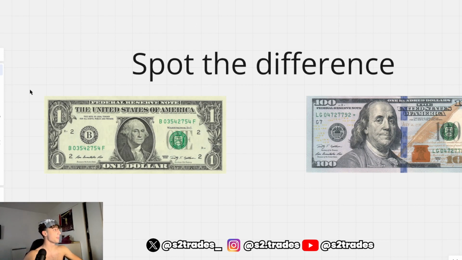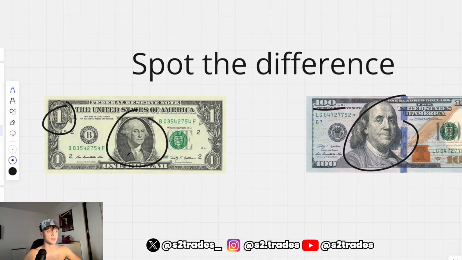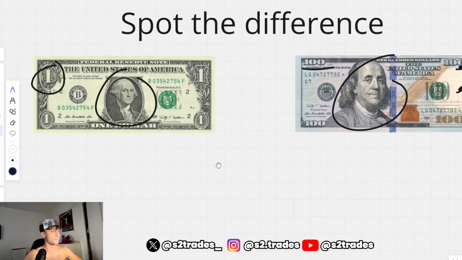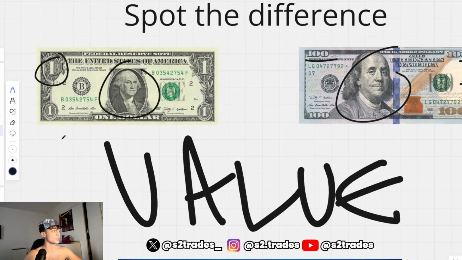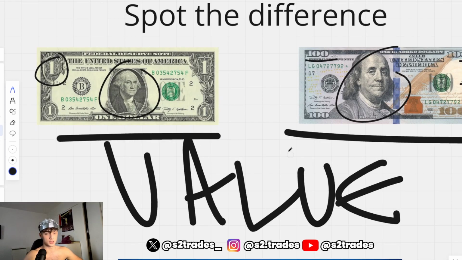Okay, so basically the difference between these two is, first of all, one is $1 and one is $100. That's what it says there, 1 and 100. The figures are different, the layout is different, they have different drawings on different parts, the color or whatever, right? But in actuality, the major difference between these two is the value that they provide. One is worth $1 and the other is worth $100.